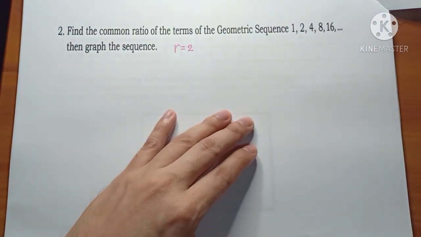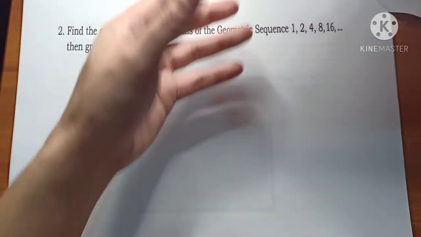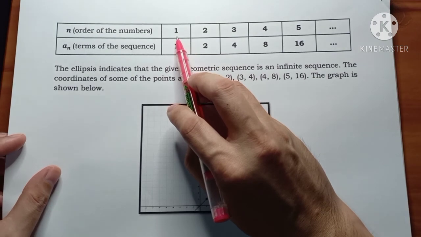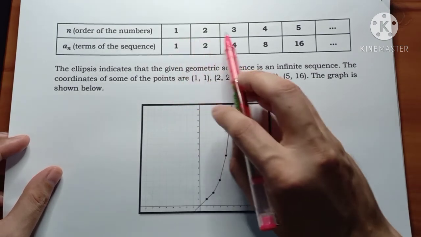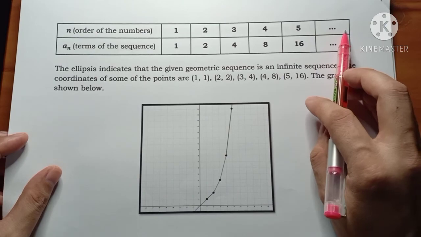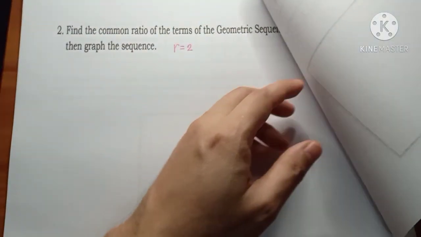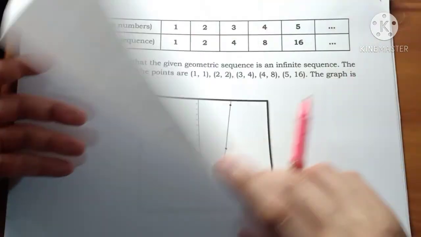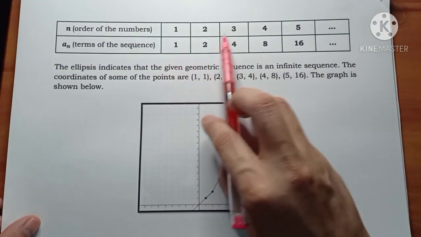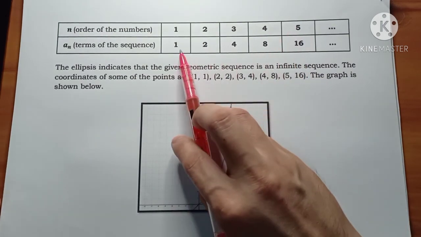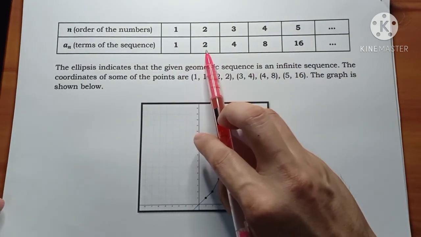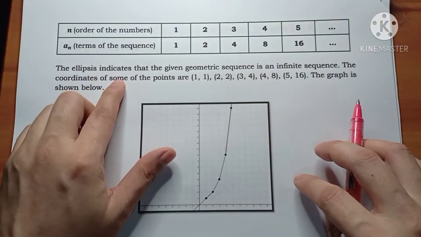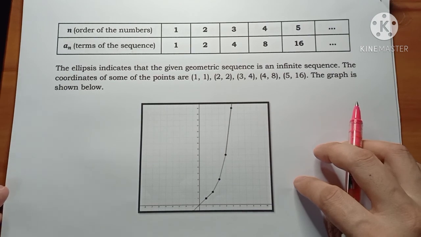Now, paano naman natin i-graph yan? So, pag i-graph naman natin yan, so again, ang ating domain is counting numbers from 1, 2, 3, 4, 5 infinitely. Kasi hanggang 5 lang naman yung ating terms. 1, 2, 4, 8, 16. So yan ang ating terms. So hanggang 5 lang ang ating domain. At ito naman yung ating range. So 1, 2, 4, 8, 16. So the ellipsis dots indicates that a given geometric sequence is an infinite sequence.